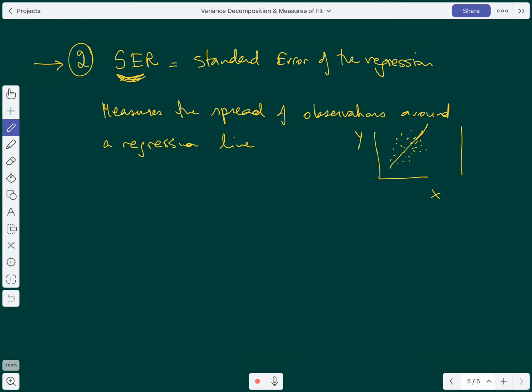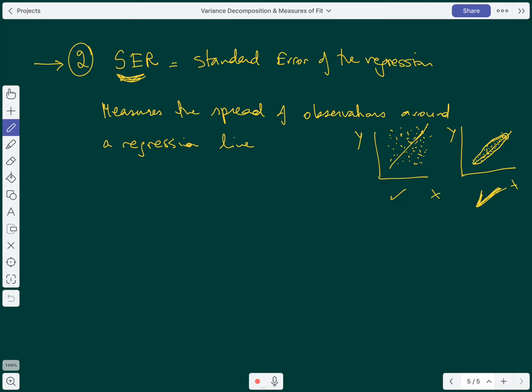If I have this picture and another one where the spread is really tight, this is x and this is y. This one has a wide range of observations. However, in this one the observations are very tight around the estimated population regression line. Of course, this one would have a smaller SER as compared to this one. This one would be better, right? Because I can see that I don't have so many errors.